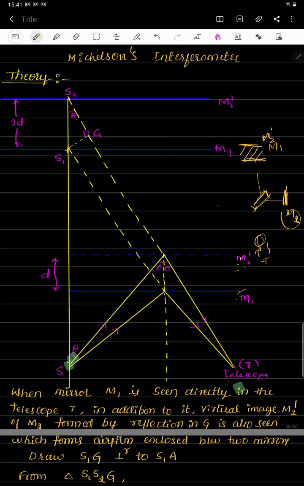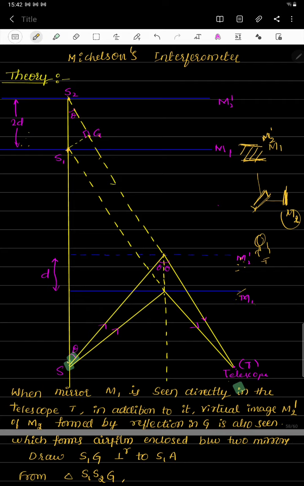The distance between the two coherent sources becomes equal to 2d if the distance between the two plane mirrors is d. So I have considered d, and the distance between the two coherent sources becomes 2d, since M1 and M2 dash are plane mirrors. Now after the point S1 and G, the two rays are traveling the same distance, but the second ray is there.